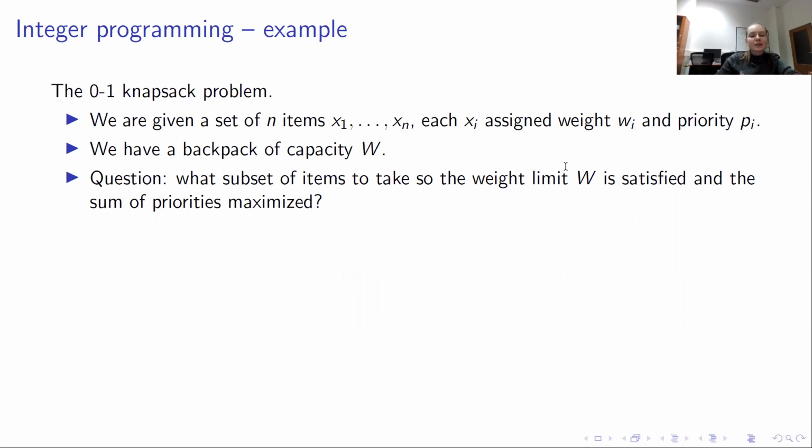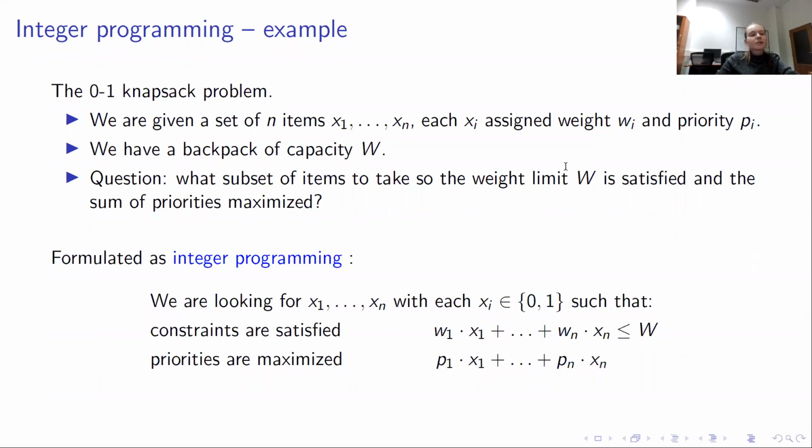If I wanted to express this as a very simple integer program, I could do something like this. For each of the items, I would have a variable x1 up to xn. Since I have only two options, either I take each item or leave it, I will look for an assignment of zeros and ones to these variables, such that at the same time the weight constraint is satisfied, so the sum of the weights of the items is at most big W, and at the same time I want to maximize the sum of the priorities with respect to this constraint. So this is an example of a very simple integer program.